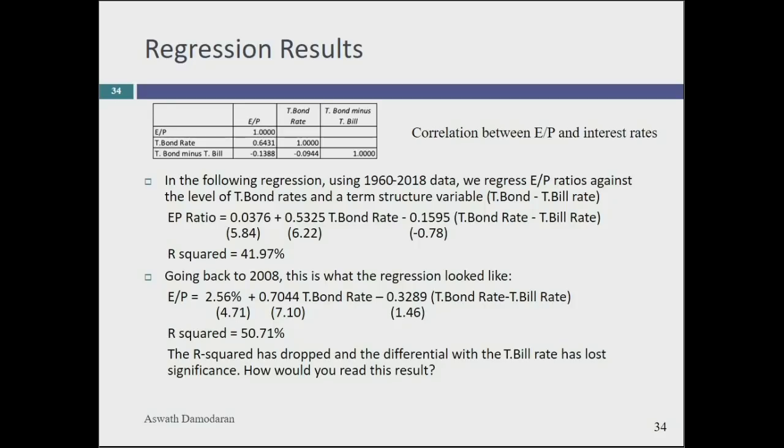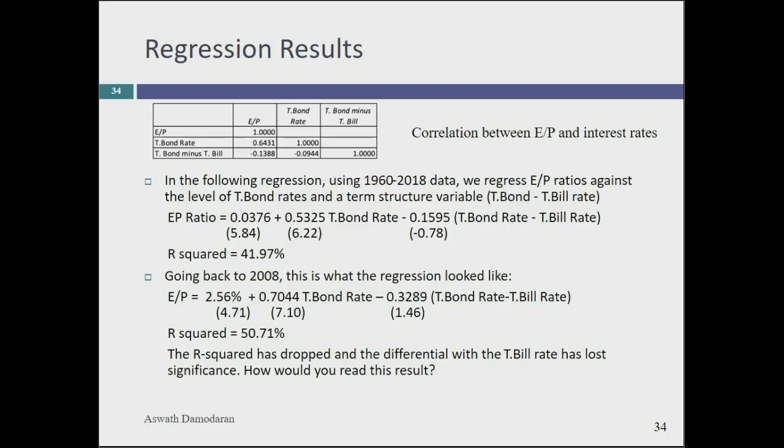As T-bond rates rise, for every 1% increase in T-bond rates, what happens to earnings to price ratios? They go up by 0.53%. I know it's intuitively tough to do, but remember, earnings to price ratios go up by 0.53. That's a drop in your PE of roughly 2 to 3. So if somebody asks you in an interview, if T-bond rates next year are 1% higher than they are today, what will the PE ratio look like? Dazzle them. There's an easy way to do it: take the 1%, put it in, it's a 0.53%.